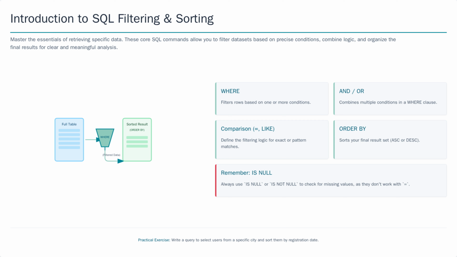Let's quickly recap what we've learned. We use the WHERE clause to filter data based on conditions. We can combine these conditions with AND and OR. We use ORDER BY to sort our results, either ascending or descending. And finally, we remember to use IS NULL when dealing with null values. You now have the core skills to select and organize specific data from any table.